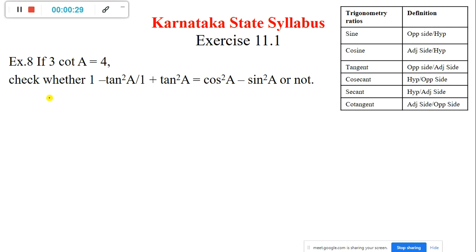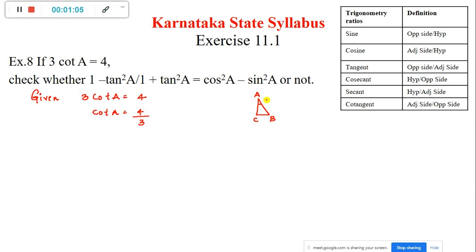As the given problem statement is not in the form of a trigonometric ratio, because it is given as 3 times cot A is equal to 4, we should rearrange it in the form of a trigonometric ratio so that it is easy for me to write the adjacent side and the opposite side. So I will consider this acute angle A, with triangle ABC.